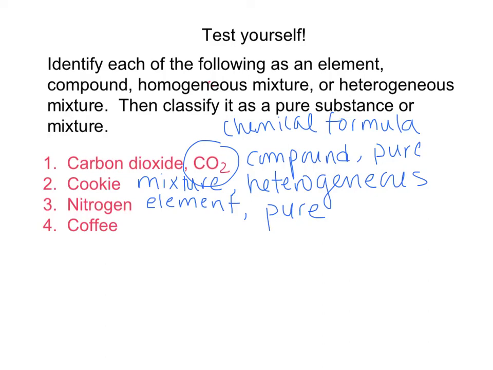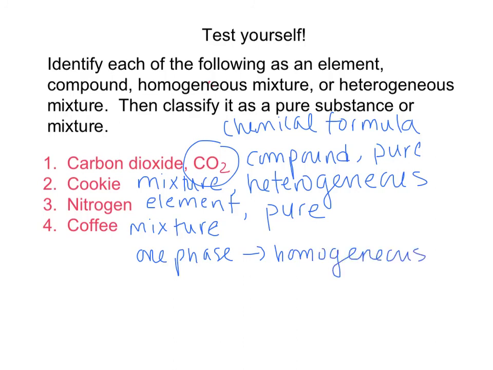Last one here, coffee. Coffee, again, I'm thinking of what it's made up of. It's like coffee beans, water, you can put sugar in there, and all those things are mixed together, which would make it a mixture. And I ask myself again, do I see one phase or more than one phase? And when I look at coffee, I'm picturing coffee that is one phase. It all looks like one thing, which would make it homogeneous. Now I've had people say, oh, well, what if there were coffee grinds in it and I could see the coffee grinds? Well, then you would tell me it was heterogeneous. So it sort of depends what you're picturing in your head.